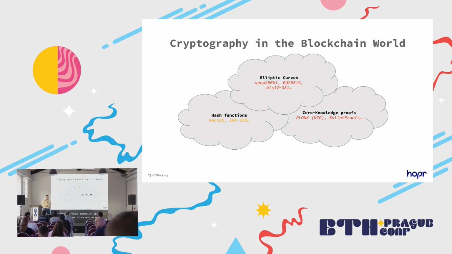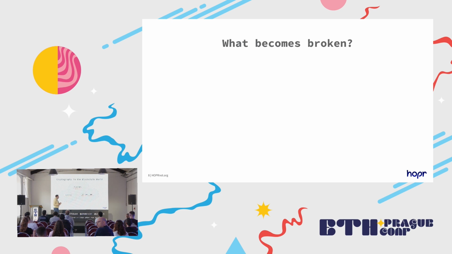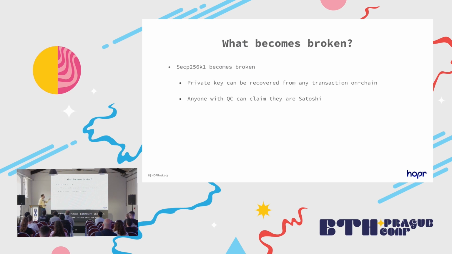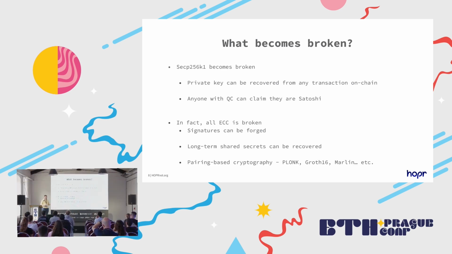So the question is, what happens next, right? What actually becomes broken when there is a quantum computer? We obviously have the problem that the most used curve, probably secp256k1, becomes broken. Private keys can be recovered from any transaction. And a funny consequence is that anyone with a quantum computer could eventually claim they're Satoshi, right? In fact, all of the ECC, not just this curve, is broken as well. Signatures can be forged, and long-term secrets can therefore be recovered.